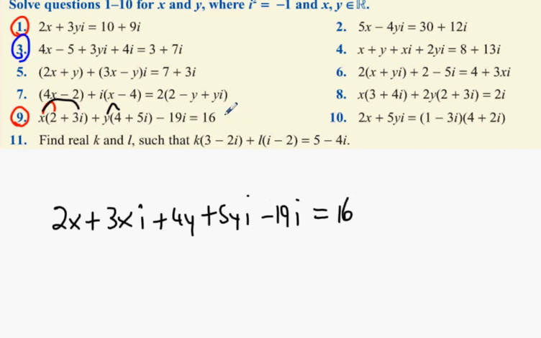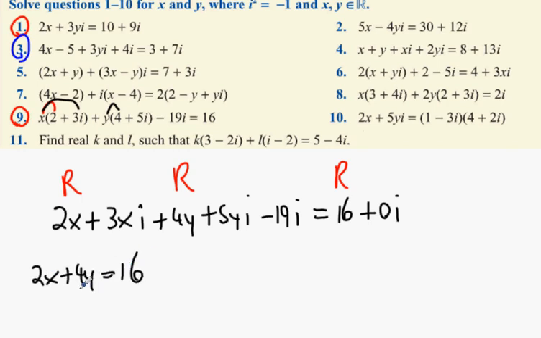Lads, see the 16, yeah? Is there any imaginary part on the right hand side? So it's technically 0i, because there's nothing there. Okay, now look at this, guys. Is it real or imaginary? 2x, 4y, 16. So, first equation is 2x plus 4y equals 16.